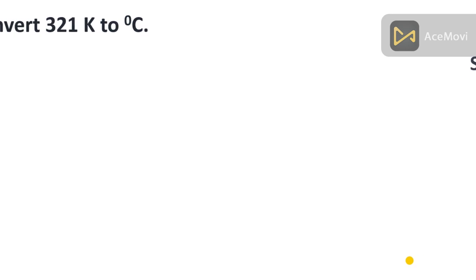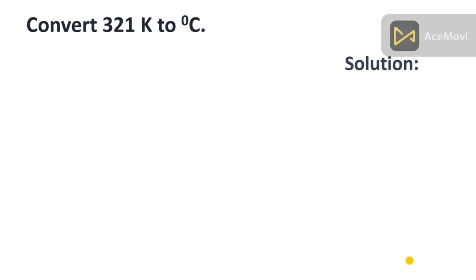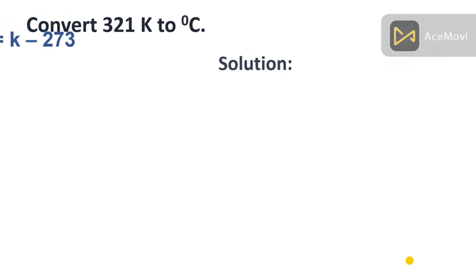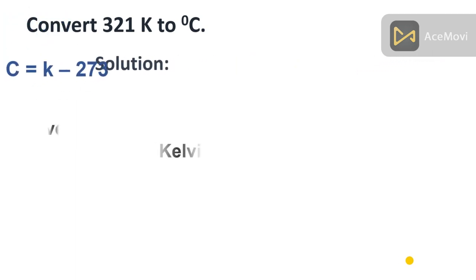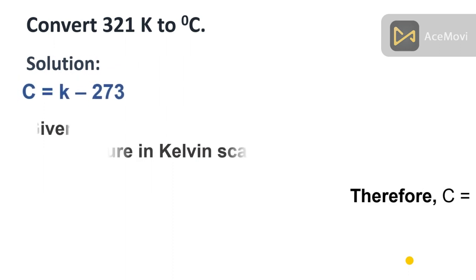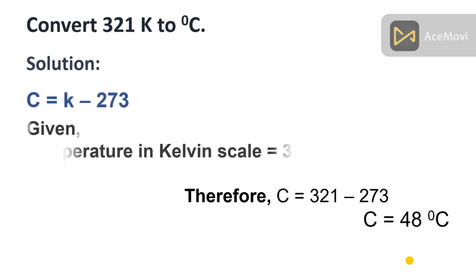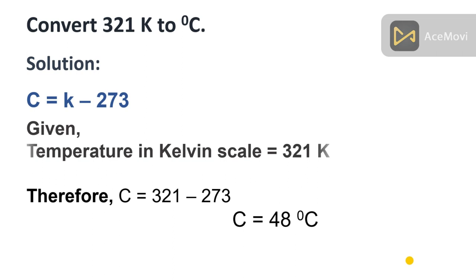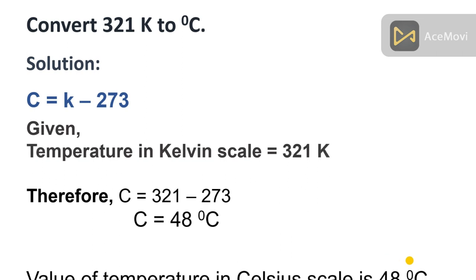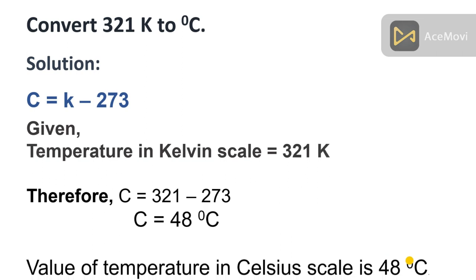Again, next question. Convert 321 Kelvin to centigrade. Solution, C equals K minus 273. Given the temperature on the Kelvin scale is 321, therefore C equals 321 minus 273, so C equals 48 centigrade. The value of temperature on the Celsius scale is 48.